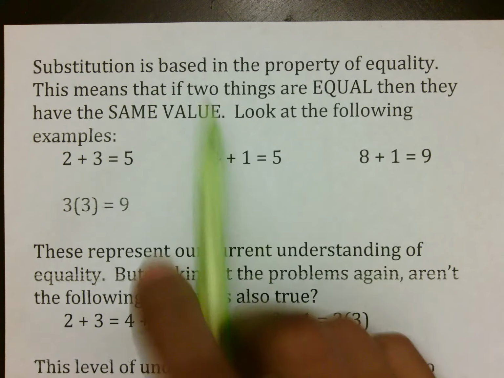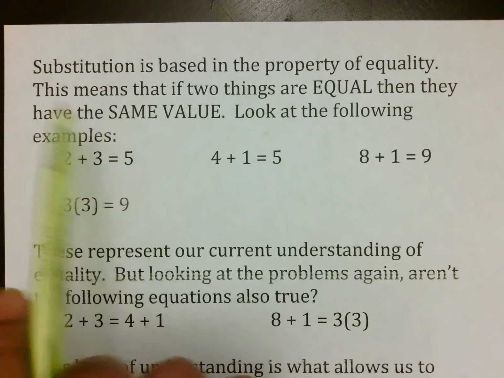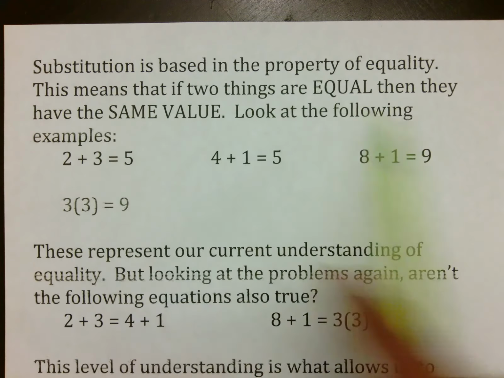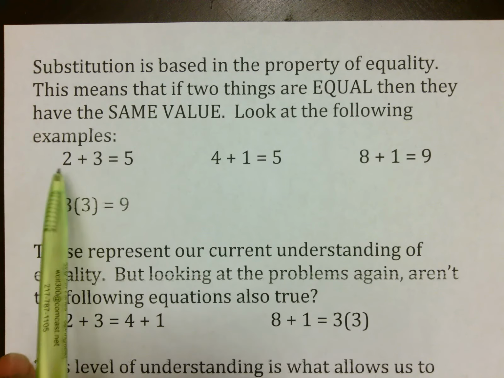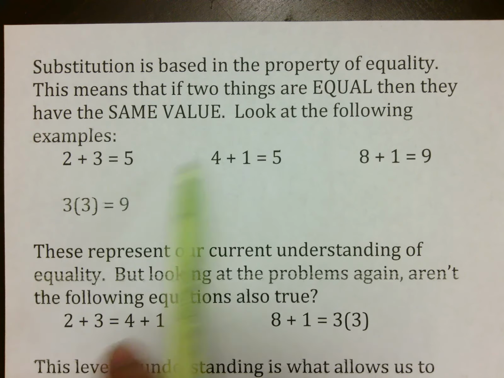Substitution itself is based on a property of equality. It means that if two things are equal, then they have the same value. So if you look at the following examples, the equality we know is that 2 plus 3 equals 5. We know that 4 plus 1 equals 5. We know that 8 plus 1 equals 9, and we know that 3 times 3 equals 9.